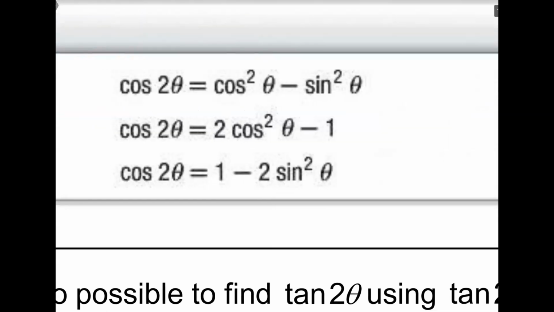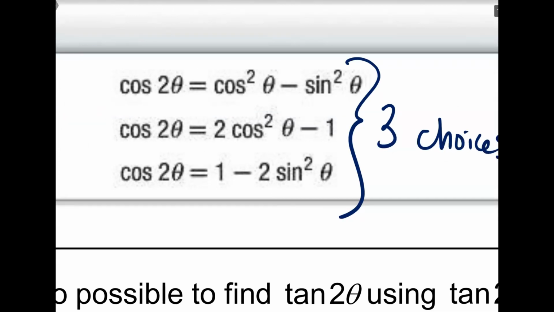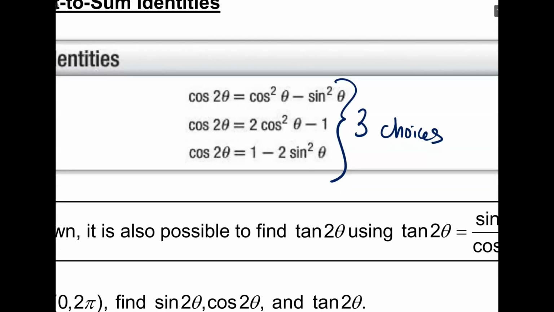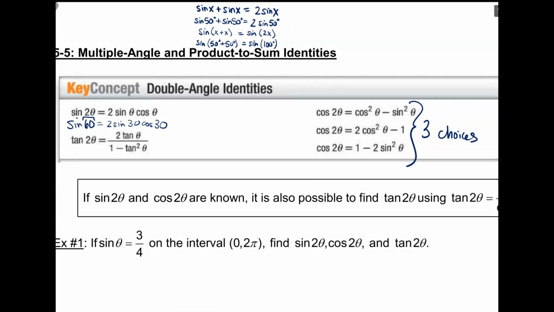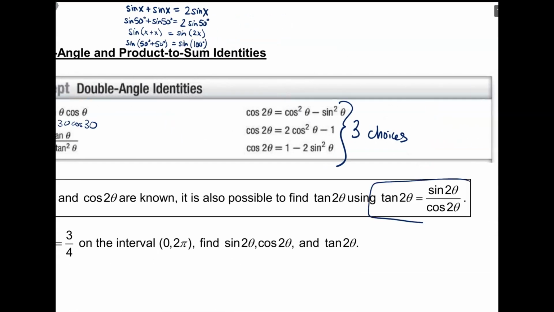Notice for sine you have one choice, for tangent you have one choice, but for cosine you have 3 choices of what you can use. Does everyone see this on your identity sheet? Okay, just making sure you're familiar with where it is located. Also, if you know sine of 2 theta and cosine of 2 theta, you can figure out tan of 2 theta by doing the regular tangent equals sine over cosine. So technically tangent has 2 options, but this is only true if you already know what sine and cosine of your double angle are.